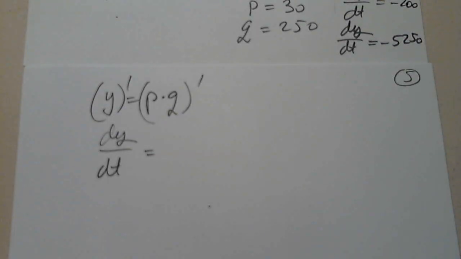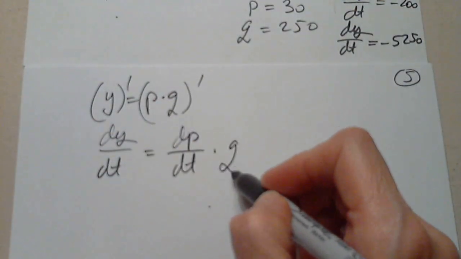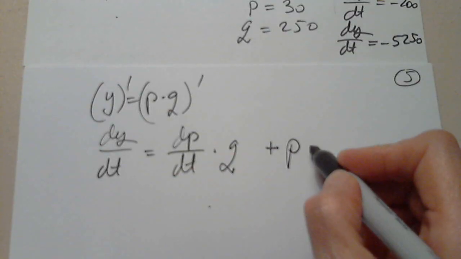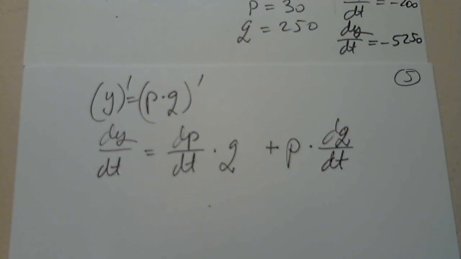Now on the right-hand side, we have a product of two functions. Which rule applies here? We need to identify the rule because otherwise we will not be able to differentiate. Very good, the product rule, yes. So the first function prime, dp over dt, times the second one, plus the first function times the second one prime, dq over dt. So it's all done. Now it's all algebra.